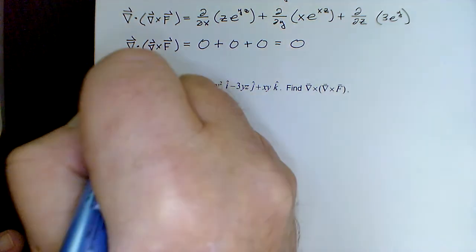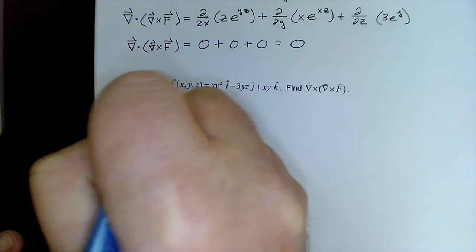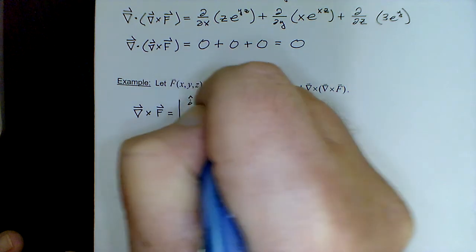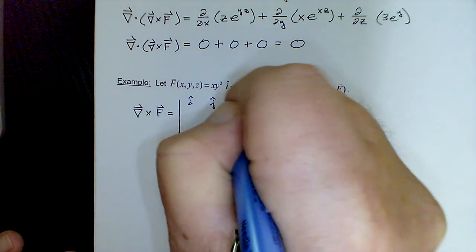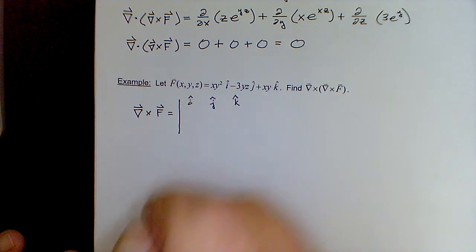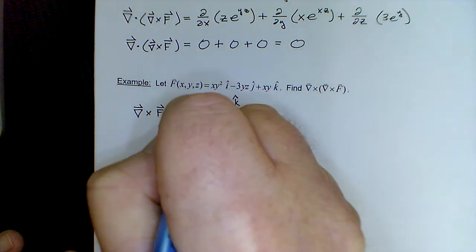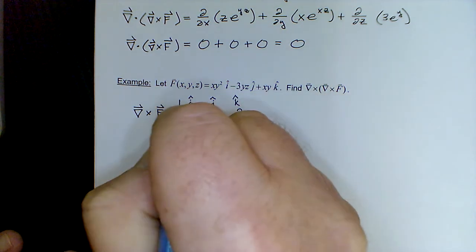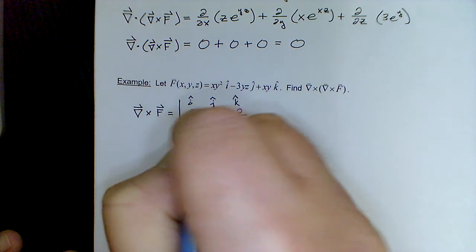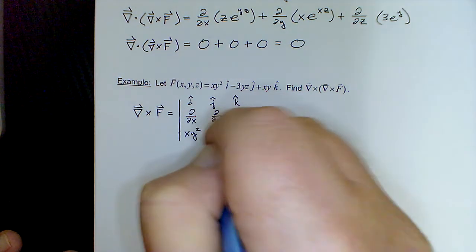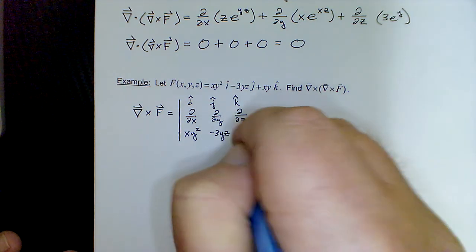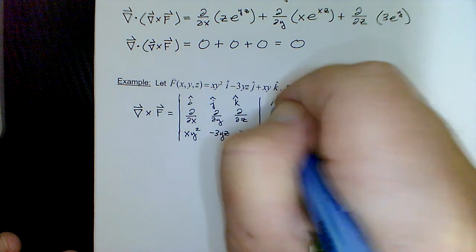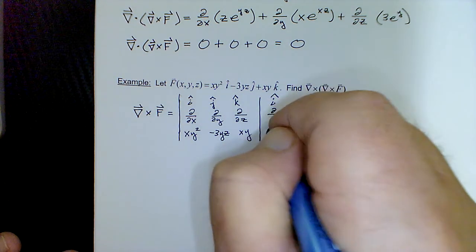Again, work from the inside out. Del cross f. Set up your 3x3 determinant. i, j, k. The first row, the del operator, partial with respect to x, partial with respect to y, partial with respect to z. Second row, and then third row, the function xy squared minus 3yz and xy. And then to evaluate this 3x3, again, recopy first two columns.